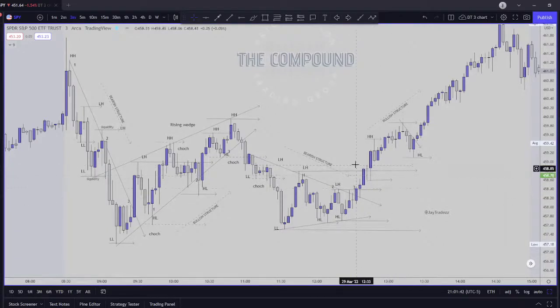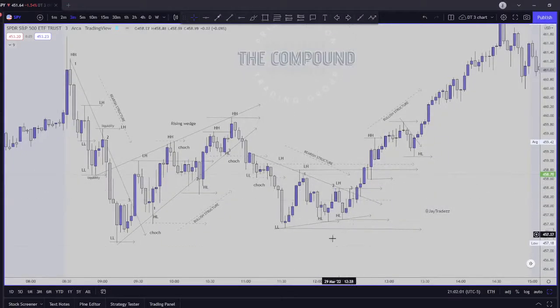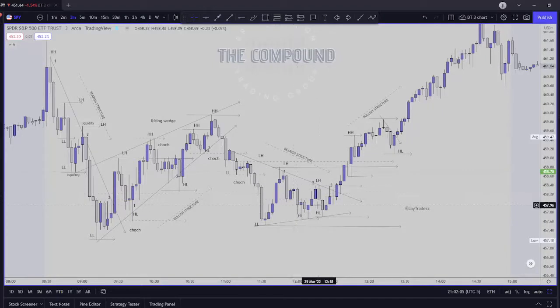But what you're seeing happening here is it's breaking the most recent structure. So this lower high and this higher low are these two points where, hey, this is where it's going to decide what it's going to do. You have the three touches, 1, 2, 3. You also have the three touches down here. And because this is a symmetrical triangle, this can go either way.